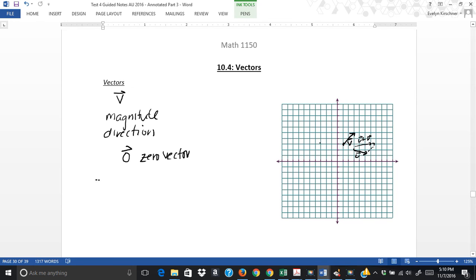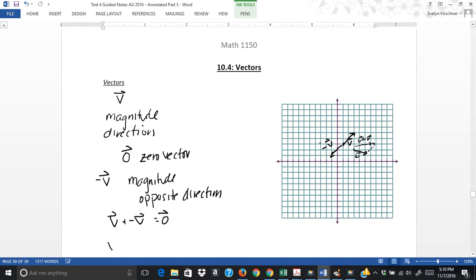If I have the vector that looks like this, it's like negative v. It has the same magnitude as v, but it's the opposite direction. So my negative v might look like that. Same magnitude, opposite direction. If I add v and negative v, I get the zero vector.